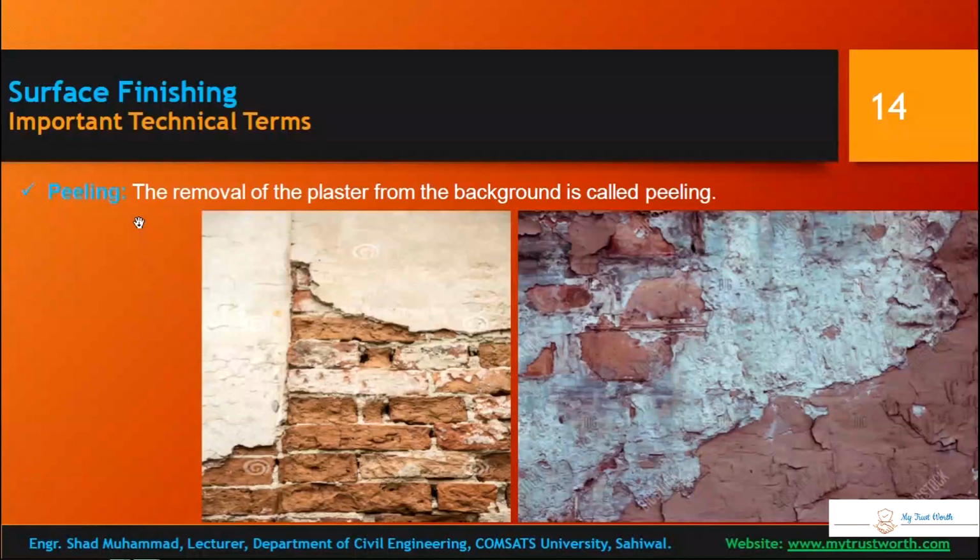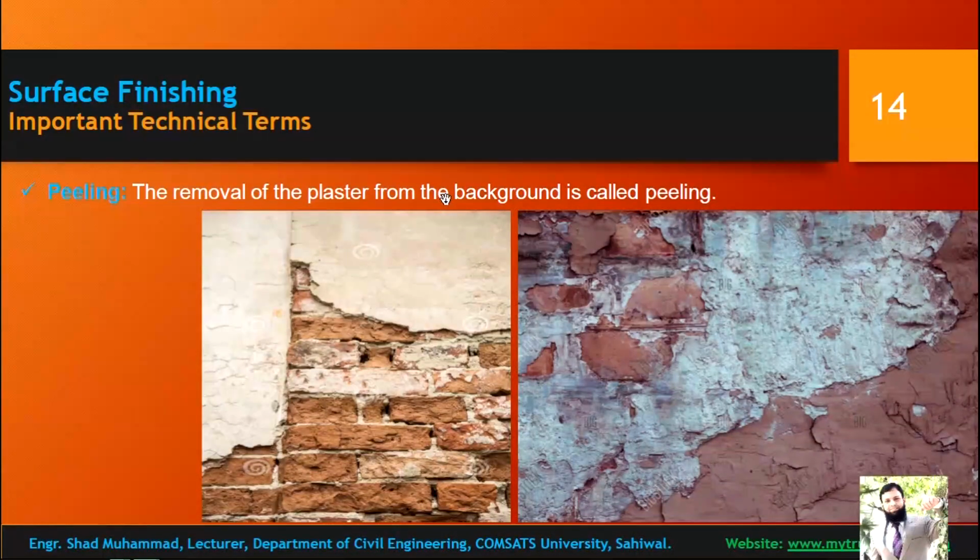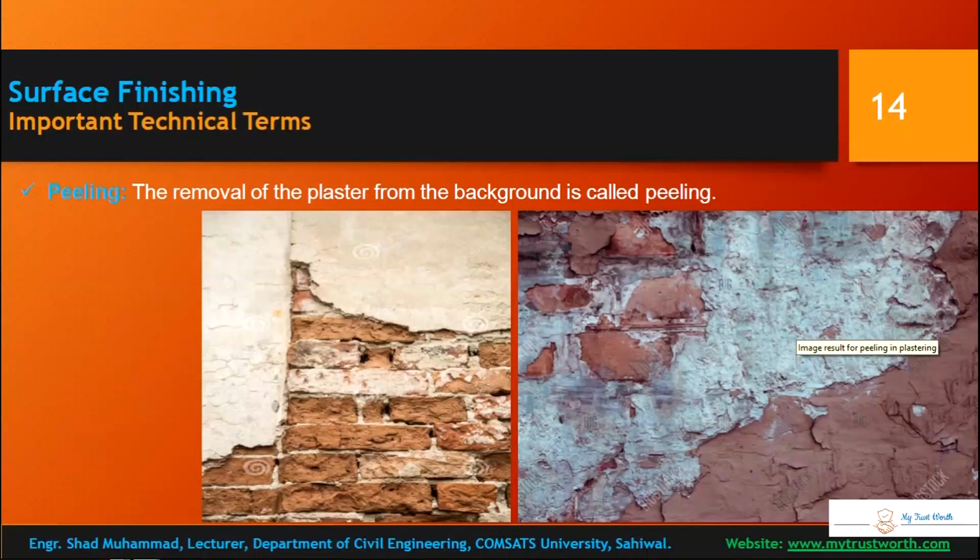All right, peeling. The removal of the plaster from the background is called peeling. If you remove the plaster from the original wall, it is called peeling. Peeling, chilna, just like if you peel an orange, if you peel a banana, peeling.